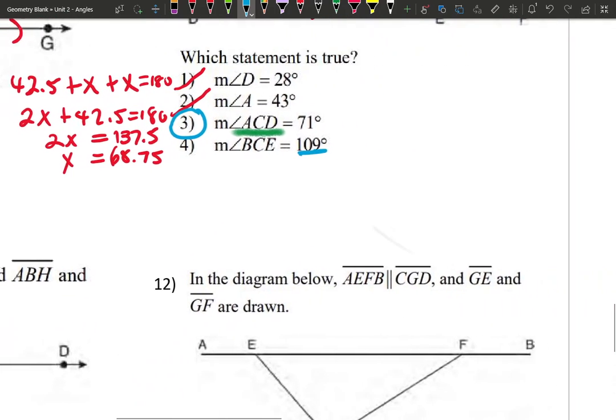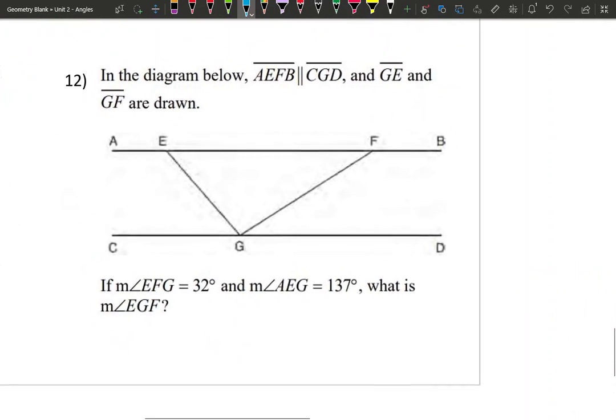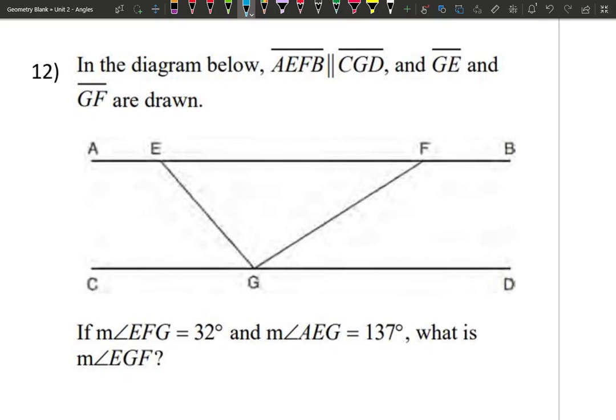Let's do the next one. I'll just do 12 and then 11. Okay, so again, we have parallel lines, right? Because this entire thing is about angles. Measure of angle EFG is 32 degrees. E to F to G is this corner.